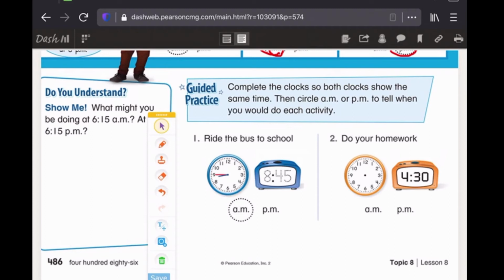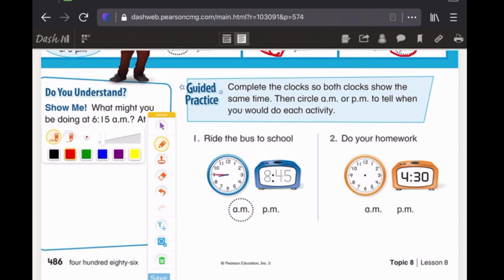When you're finished with do you understand, let's look at guided practice. Complete the clocks so both clocks show the same time. Then circle AM or PM to tell you when you would do each activity. So this is like our lesson from a couple days ago. You're going to look at one clock and then use that information to tell you how the other clock should look. Number 1, ride the bus to school.